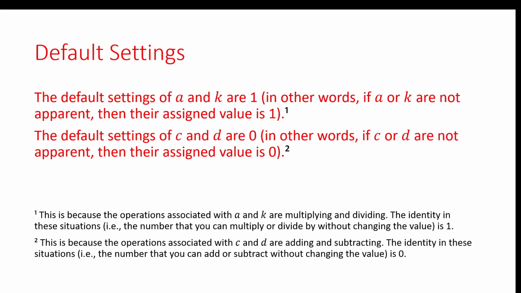And then we have default settings. The default settings of a and k are 1. So if a and k are not apparent, their assigned value is 1. The default settings of c and d are 0. So if c and d are not apparent, their assigned value is 0. And there's explanations there. Basically, a and k are values that we multiply or divide, and the identity for multiplication or division is 1. And c and d are values that we add or subtract, and the identity for addition and subtraction is 0.